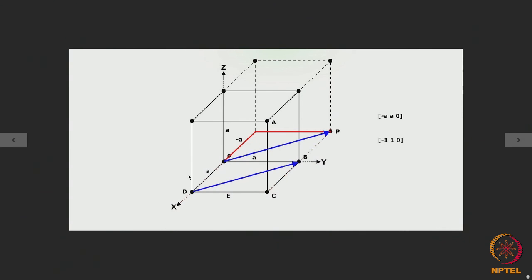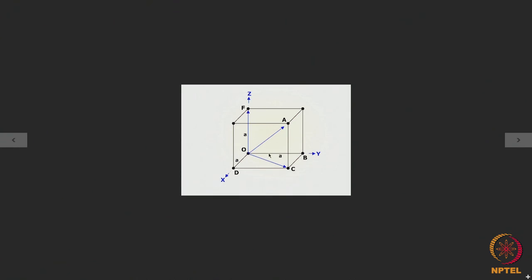How do we reach the point P from the point O? Now, you see, if we want to do that, from the origin we move a distance minus a along x. So, the first movement will be minus a along x. Then how much do we move? We move a distance a along y and do not move at all along z. So, the indices are actually minus 1, 1, 0, put in third bracket. So, minus 1, 1, 0 can also be written as bar 1, 1, 0. So, this is the direction given by OB in the diagram.